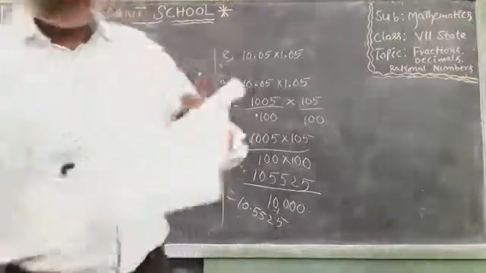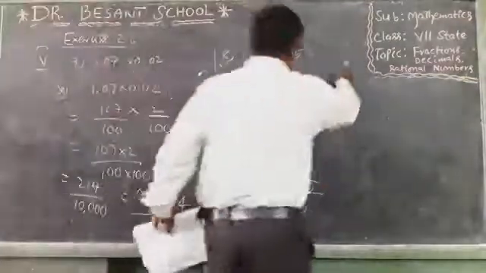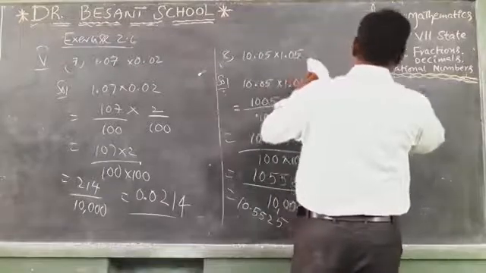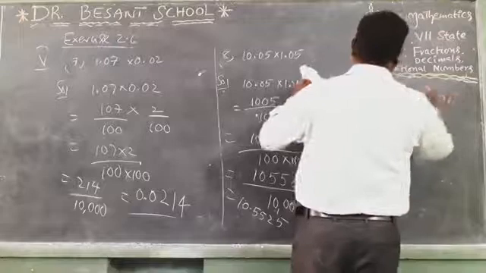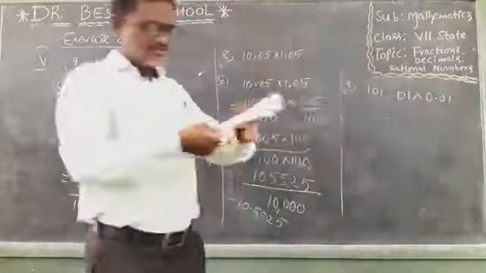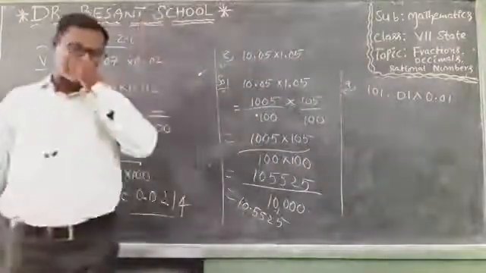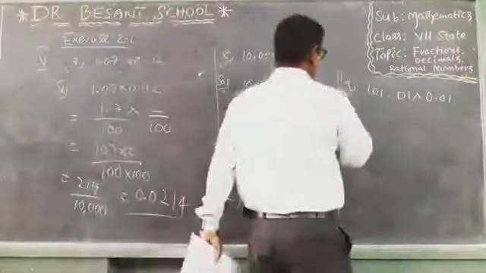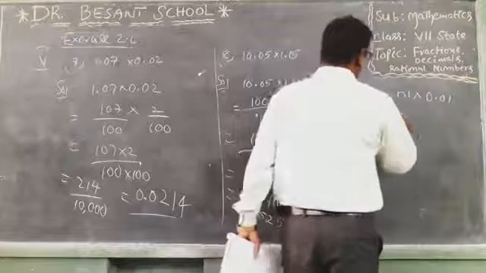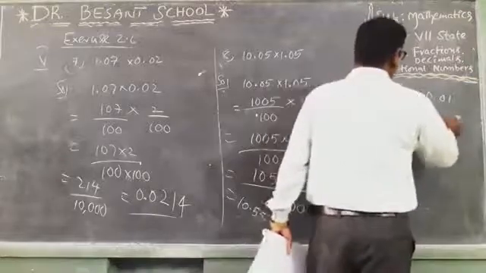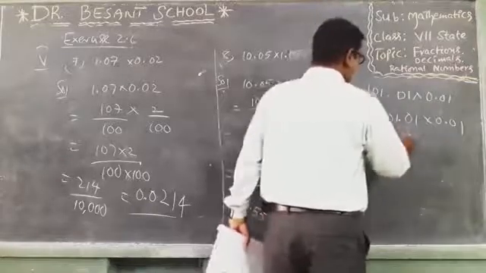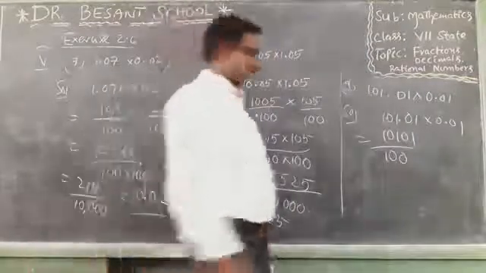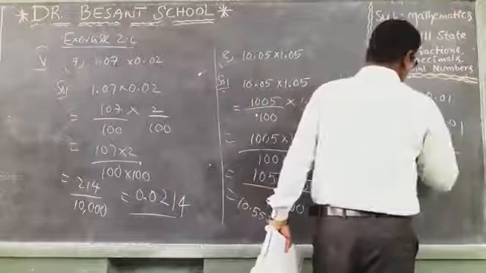See, children. Ninth problem. 101.01 into 0.01. This is the ninth problem from Roman number 5. Solution: 101.01 is 10101 by 100, because after the point there are 2 digits, means we need to divide with 100. And 0.01 is 1 by 100.